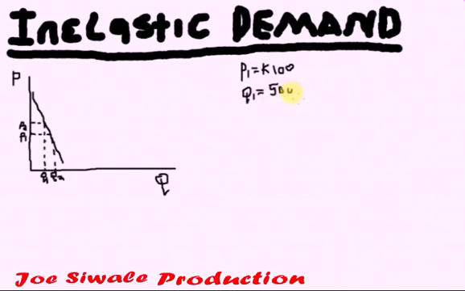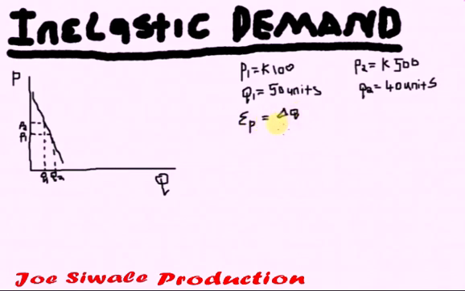So if we imagine that the initial price of the product in the market is 100 kwacha and the initial quantity of the product is 50 units, we can call those P1 and Q1. And after changing the price of the product to 500 kwacha, which will be our P2, we see that there is a change in quantity to 40 units, that will be our Q2. We can calculate the price elasticity of this product.